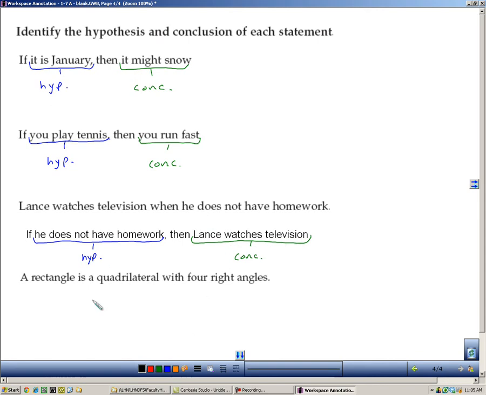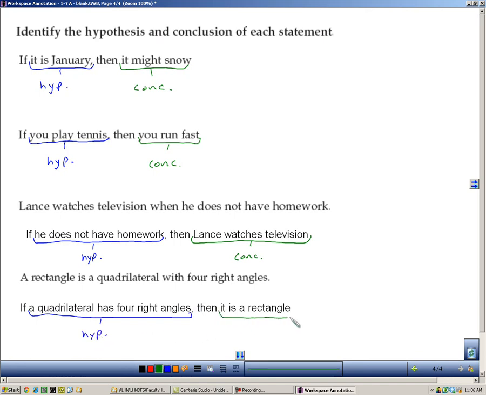The next one says a rectangle is a quadrilateral with 4 right angles. Well, first you have to have 4 right angles before you can make a rectangle. Because there are other quadrilaterals and not just rectangles, it wouldn't work the other way around. So in this case, the hypothesis is the quadrilateral has 4 right angles, and if it does, then we get our conclusion.